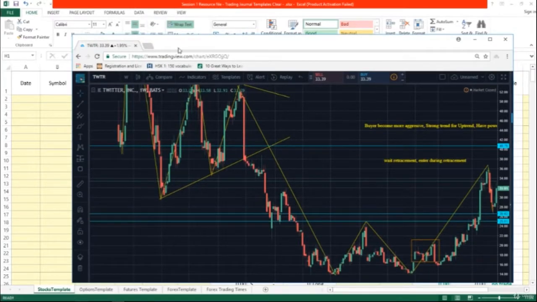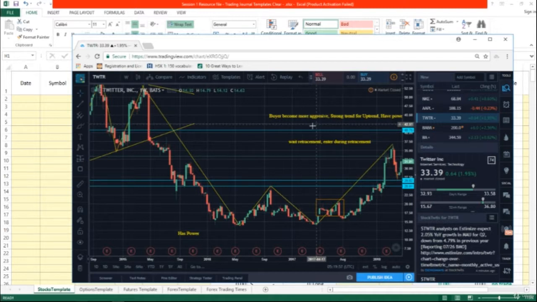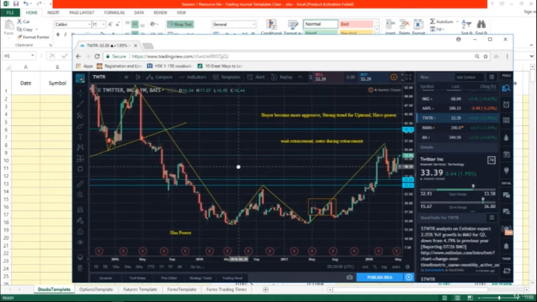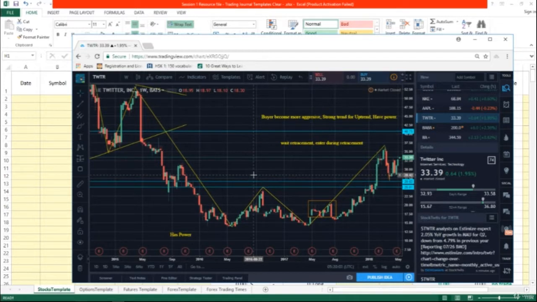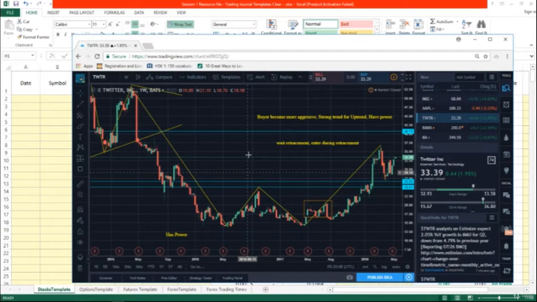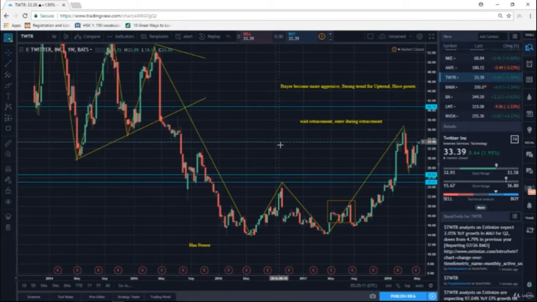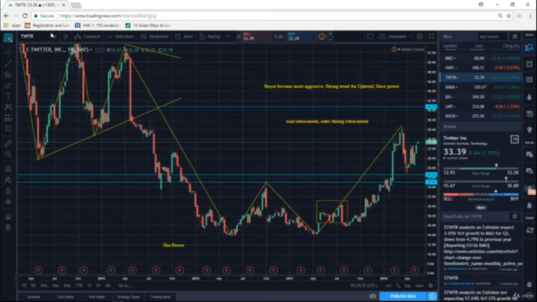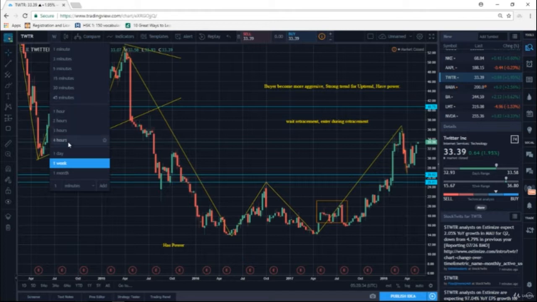We take an example of this Twitter stock. We assume that we want to get into this stock, because based on our earlier analysis, this stock has trend and has power, and hence we are interested in getting into it. This is actually a few days after I did the analysis, and you can see this is the weekly chart. We use this weekly chart because it's easy to see the price movement. You can use the daily chart also.